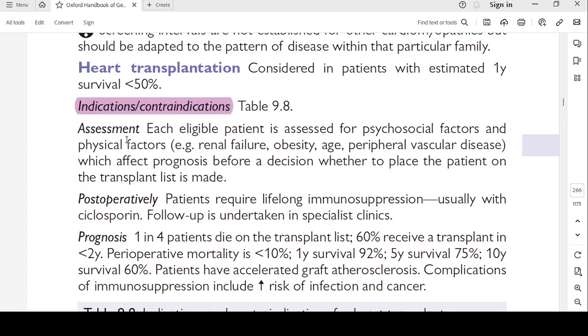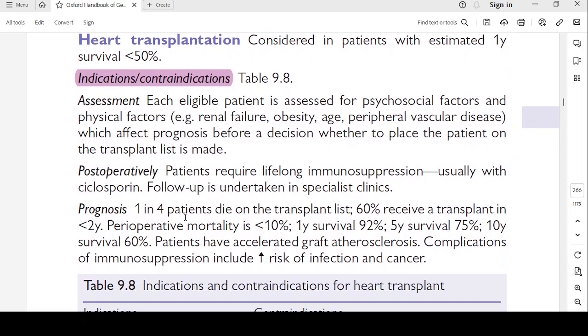Each eligible patient is assessed for psychosocial factors and physical factors like renal failure, obesity, age, peripheral vascular disease, which affect the prognosis before a decision whether to place the patient on transplant is made. Post-operatively, patients require lifelong immunosuppression, usually with cyclosporine. Follow-up is undertaken in a specialist clinic.